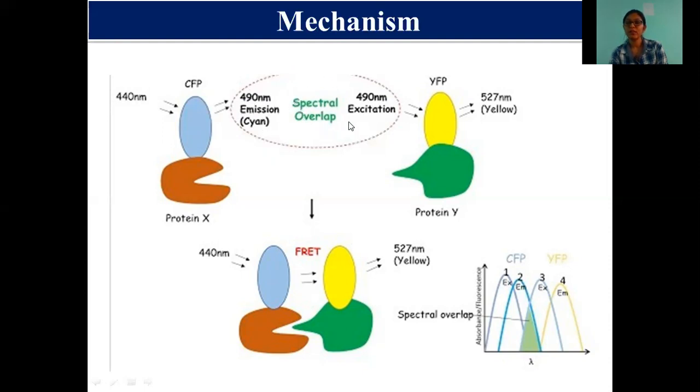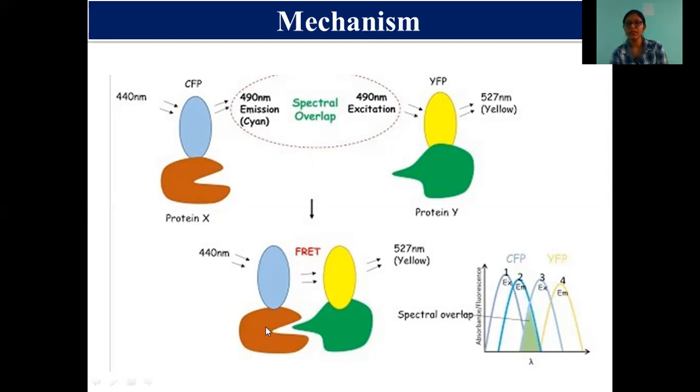But when do you get the overlapping spectrum? Only when these two proteins come close to each other and interact with each other do you get the overlapping spectrum like this. You can see it in the pair. When protein X and protein Y come close to each other, only then does FRET occur. Only then does the energy transfer take place from this fluorescent molecule towards this fluorescent molecule.